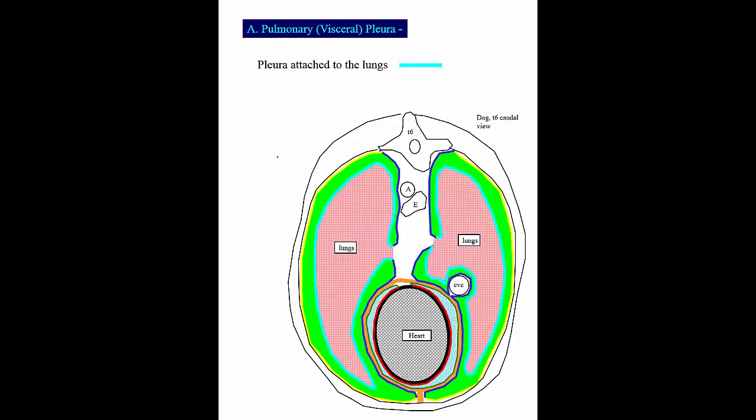So we're going to name these pleura. Now, as said in the app, the pleura is a continuous membrane. So if you consider these pleura, you have to think about them as a continuous membrane, and they're just named by where they attach and where they are located.